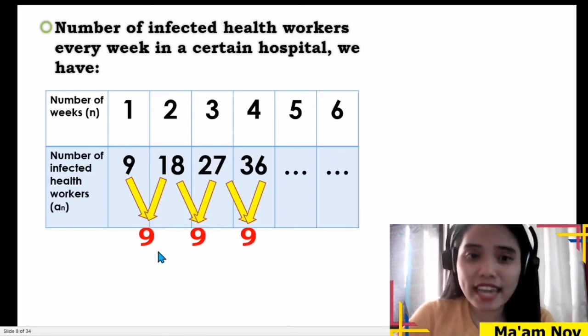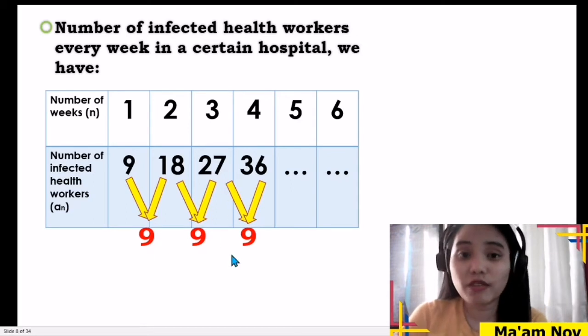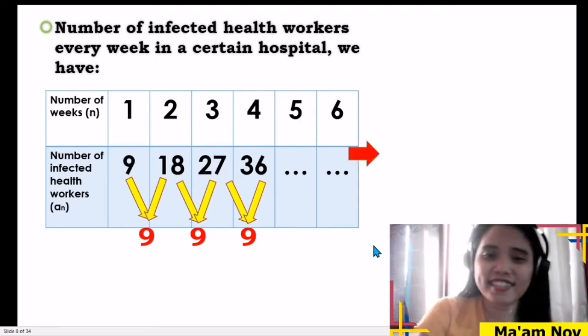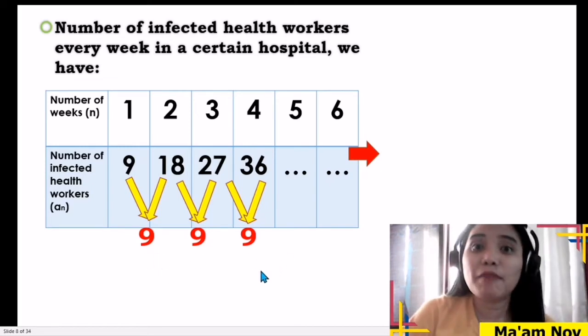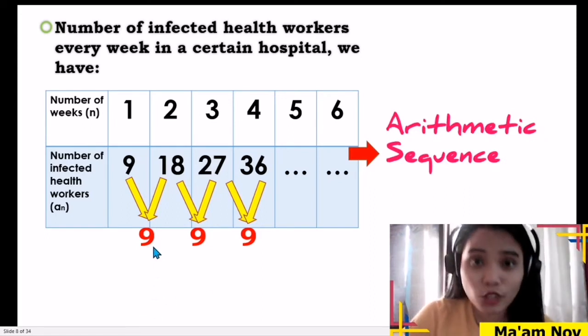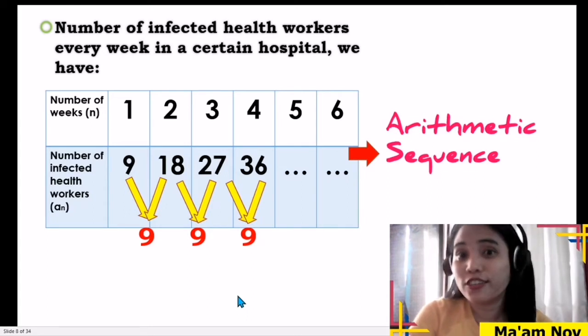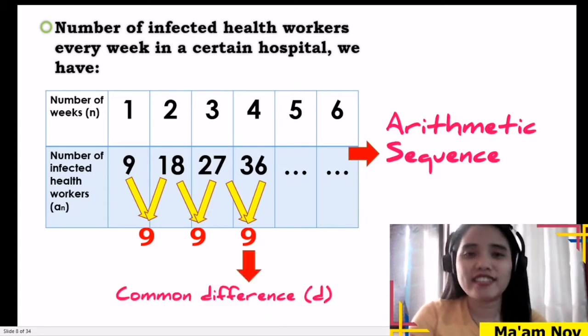So, 9 plus 9 is 18. 18 plus 9 is 27. 27 plus 9 is 36. And kapag may constant, may common difference sa kanila, ang tawag sa sequence na yan is arithmetic sequence. And ang tawag naman sa 9, which is yung common sa kanila, is common difference.